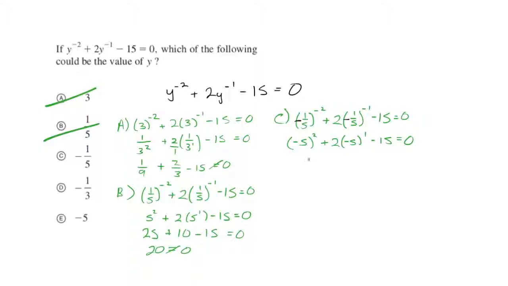Does this equal 0? Well, negative 5 times negative 5 becomes positive 25. Here we have minus 10, 2 times negative 5, so plus negative 10, minus 15. Does this equal 0? Well, that's 25 minus 10 minus 15. So this is 0 equal to 0, which means we can stop here. We have found an answer which could be the value, so that does eliminate all the others.